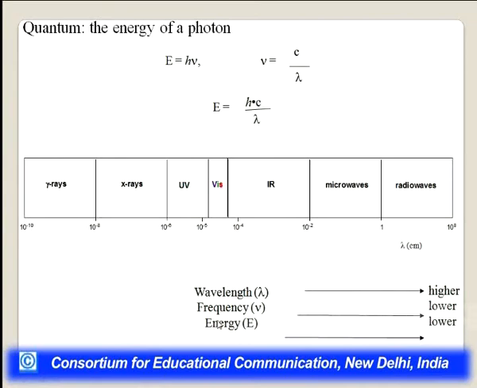If we talk about frequency, it decreases from left to right, that is, gamma rays have maximum frequency. And in the same way, if we talk about the energy of an electromagnetic radiation, whether gamma rays, X-rays, ultraviolet rays, visible, IR waves, microwaves or radio waves, energy decreases from left to right. That is, radio waves will have the lowest energy.